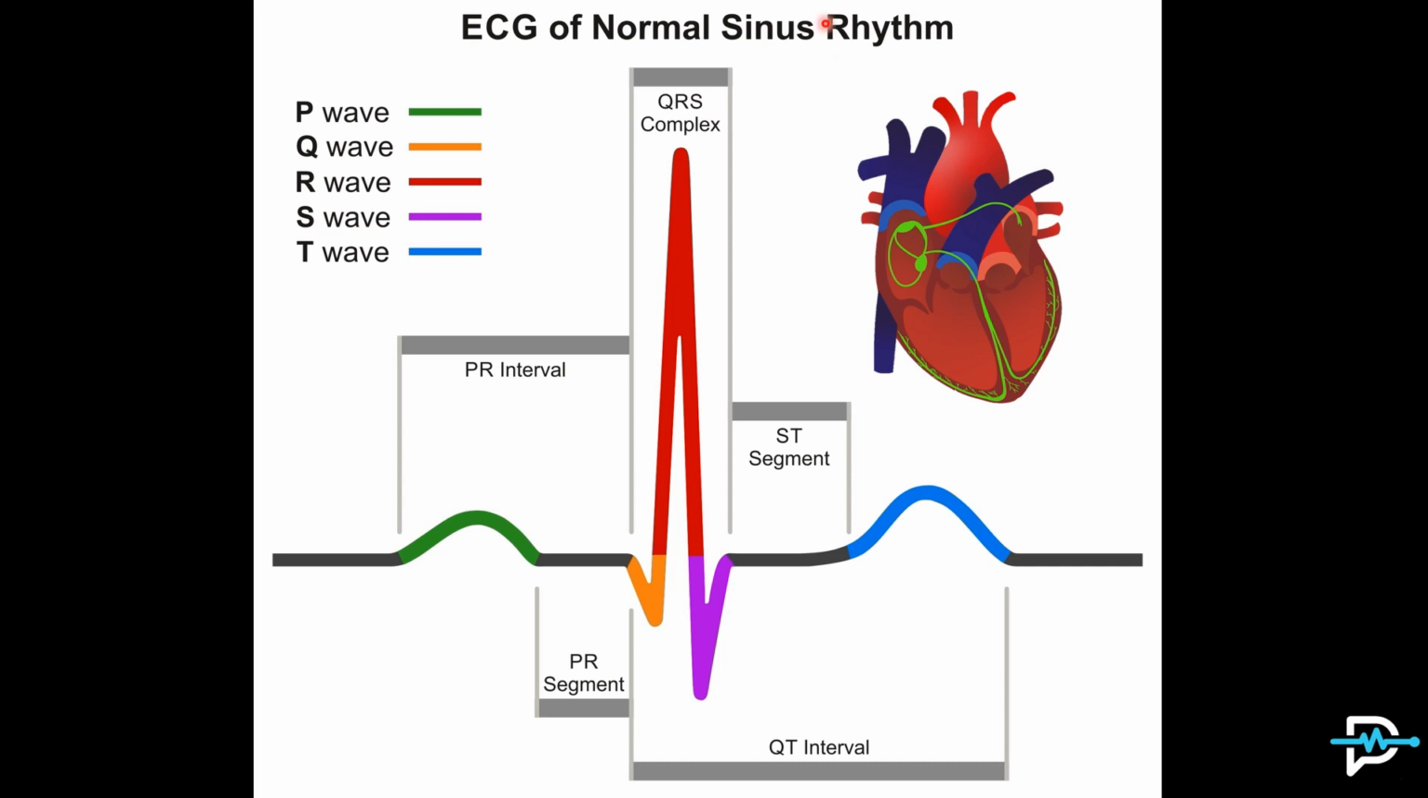Another way to get a rough estimate of the QT interval is that it should be less than half of the R to R segment. We don't have a second QRS complex here to compare this with, but if we pretended it was right here at the end, the QT interval should be less than half of that distance. So that's a way to get a rough estimate, because it is a difficult thing to measure a lot of times.